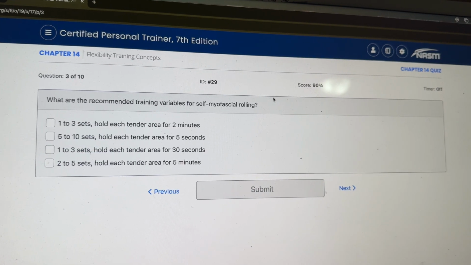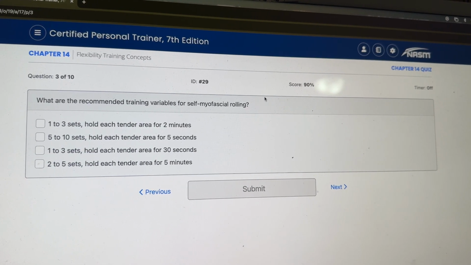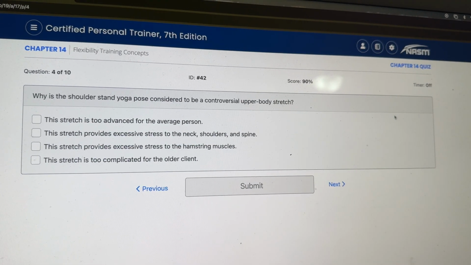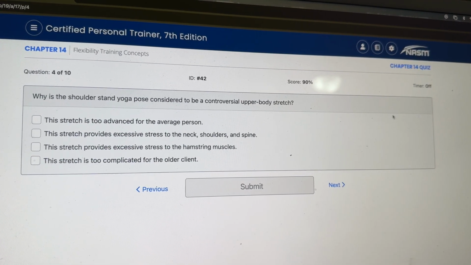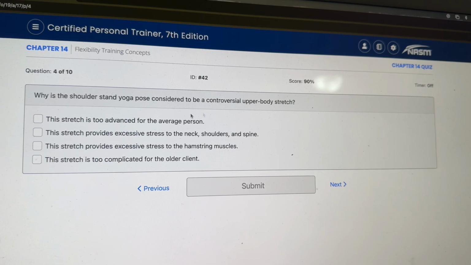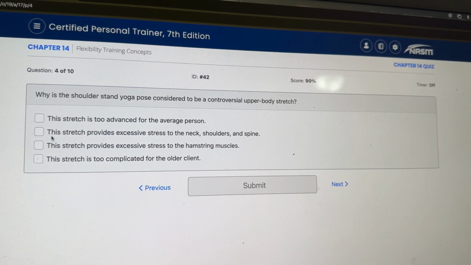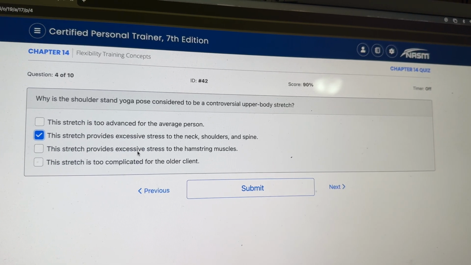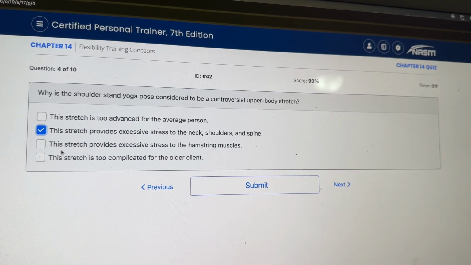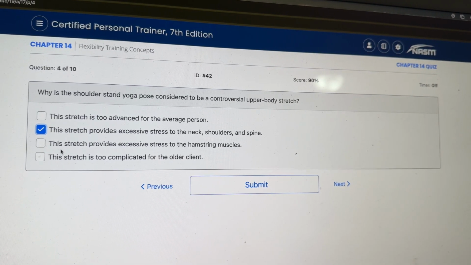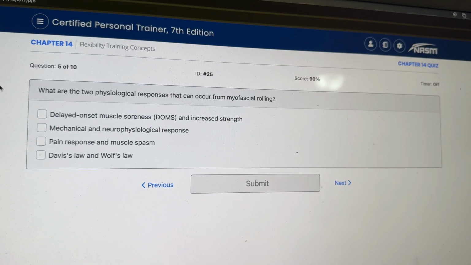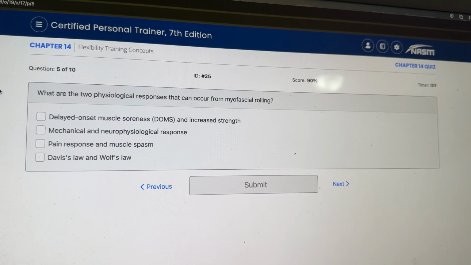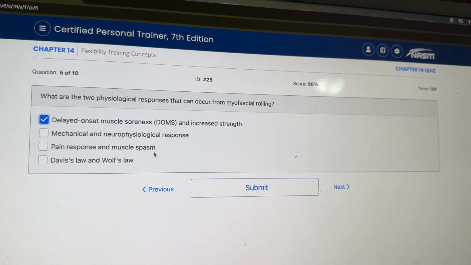What are the recommended training variables for self-myofascial rolling? 1 to 3 sets. Why is the shoulder stand yoga pose considered to be a controversial upper body stretch? The stretch is too advanced for the average person. The stretch provides stress in neck and shoulders and spine. This stretch provides excessive stress on the hamstring. This stretch provides excessive stress on the neck, shoulders, and spine. What are the 2 physiological responses that can occur from myofascial rolling? I think it's this one.